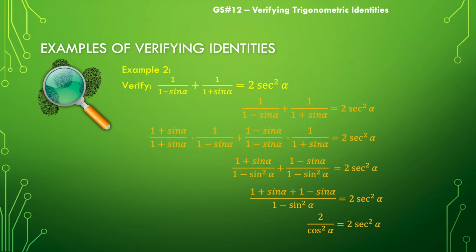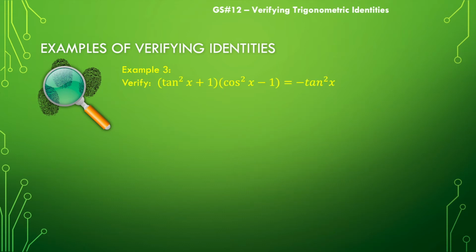And cosine squared of alpha in the denominator, that's the same as secant squared of alpha. So I end up with 2 secant squared of alpha is equal to 2 secant squared of alpha. Oh, great work.